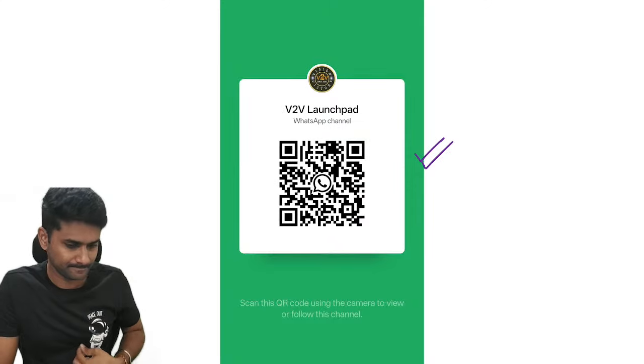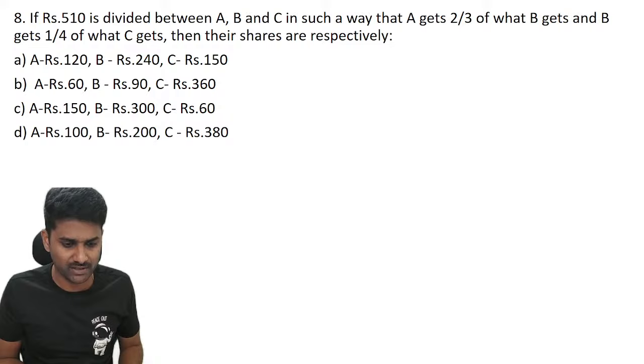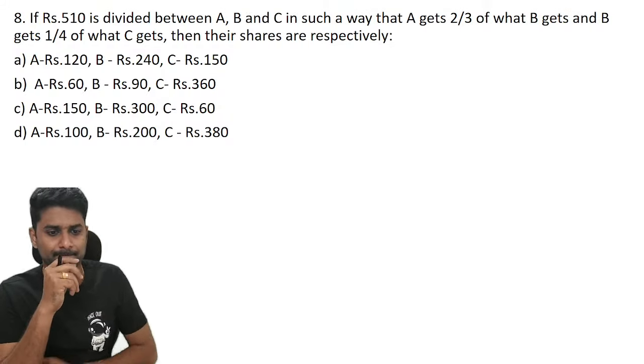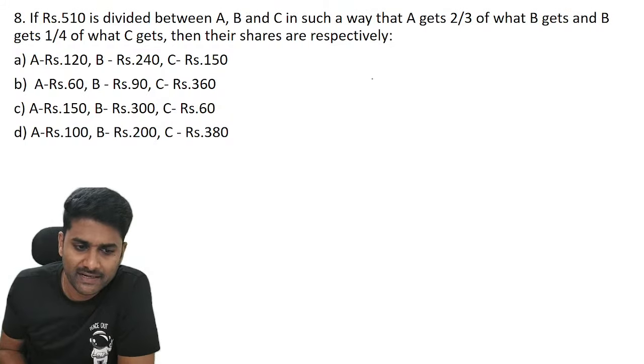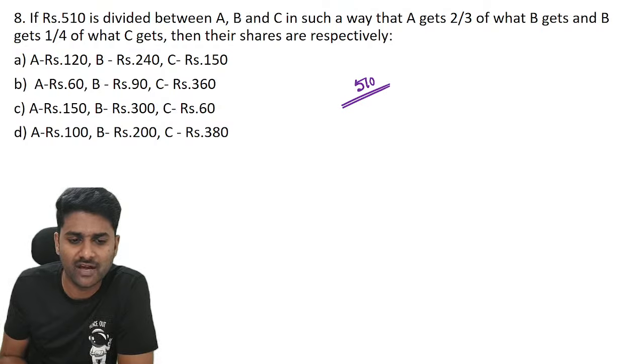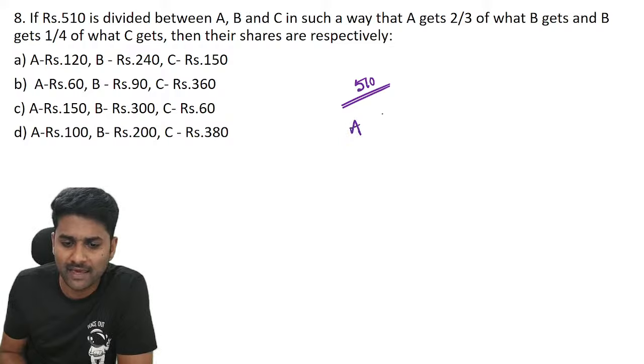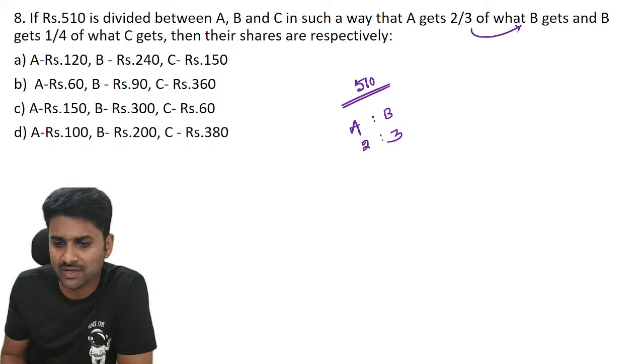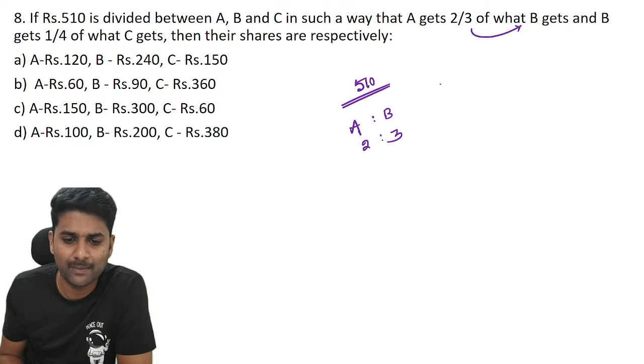Next, question number 8. Now see, 510 rupees has to be divided among A, B and C. A gets two-thirds of B. It means if B gets 3 units, A gets 2. Remember that the denominator is all about comparison. B gets one-fourth of C. If C gets 4 units, B must be 1 unit.